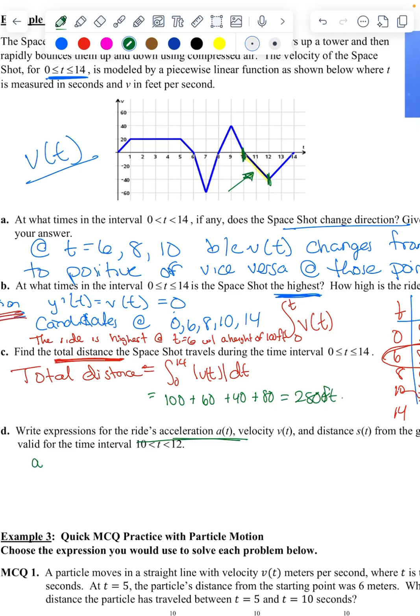So I know right here that acceleration is a slope, and the slope of a line is a number. And in this case, it is negative 20, right? Rise over run. We've got negative 40, run 2. So negative 40 divided by 2. Now the velocity function is the line equation.